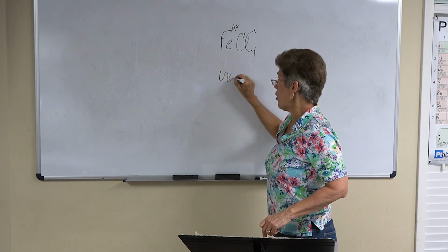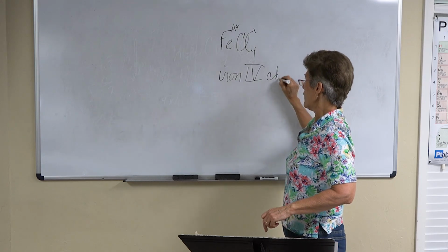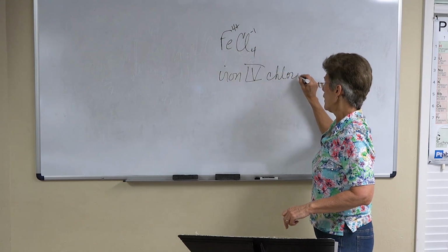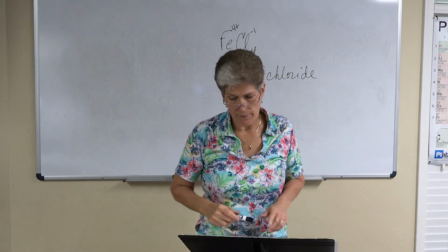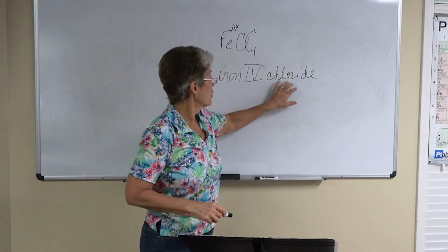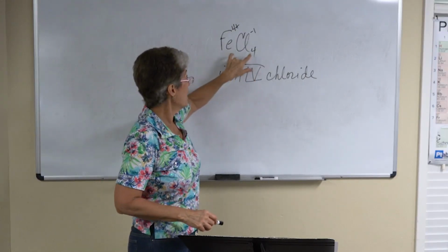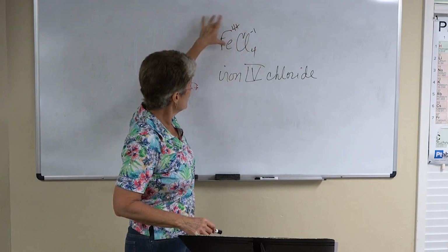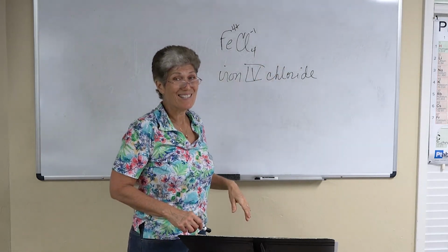So we're going to call this iron(IV) chloride. And it's got to have the "ide" ending because that is a negative ion. And we figure out what this Roman numeral is by looking at what this charge is, and this one has to offset it because the overall charge on a molecule is 0.